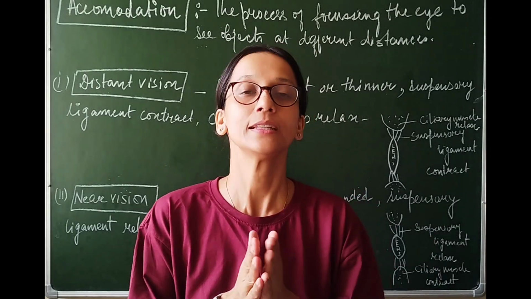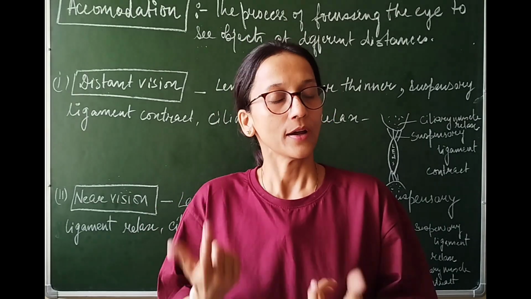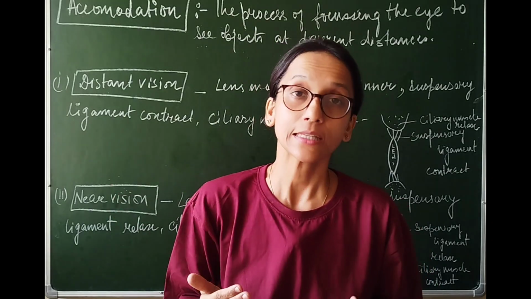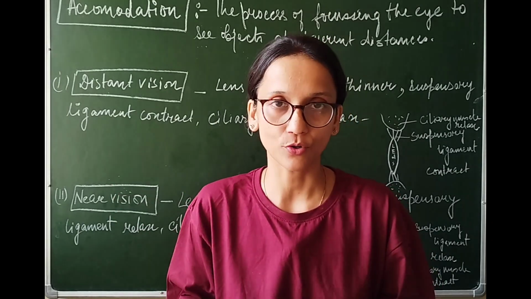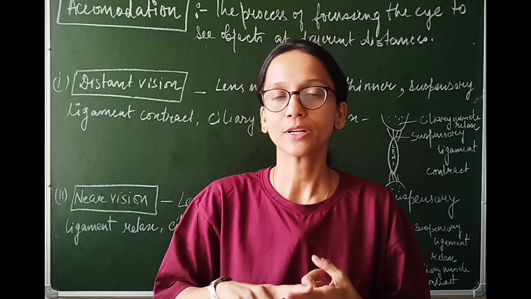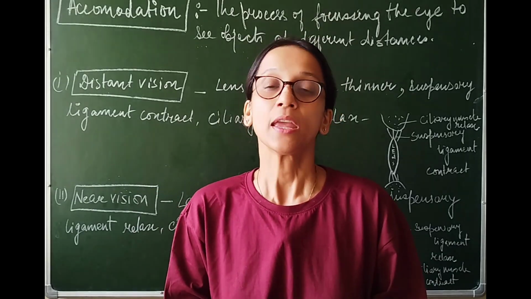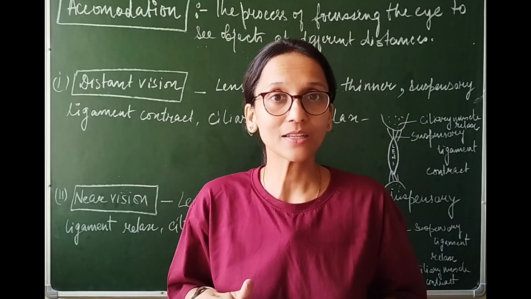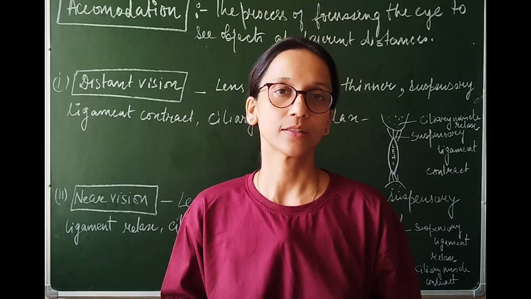Like for example, if I say the lens is thin and flat, then the first thing that will come to my mind is that the lens is thin and flat because it must have been pulled. Who pulled it? Suspensory ligaments. That means they contracted. So if the suspensory ligaments contracted, definitely the ciliary muscles relaxed. And when near vision is discussed, then the lens is more convex. So the suspensory ligaments relaxed and the ciliary muscles contracted.